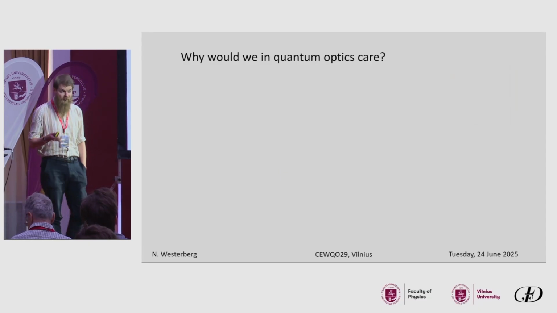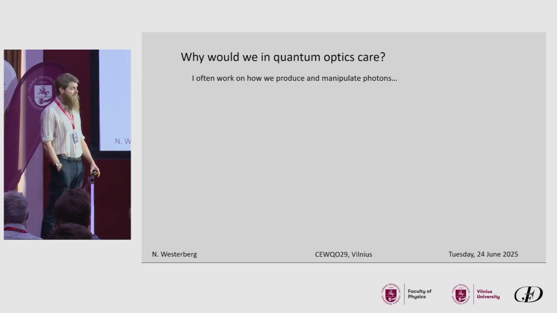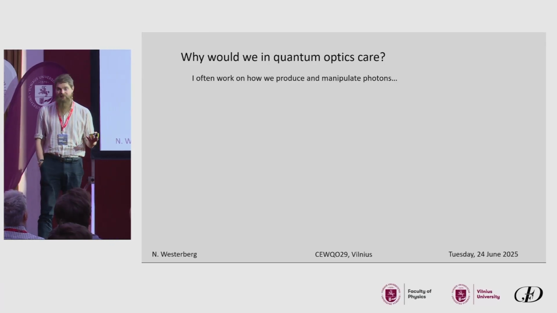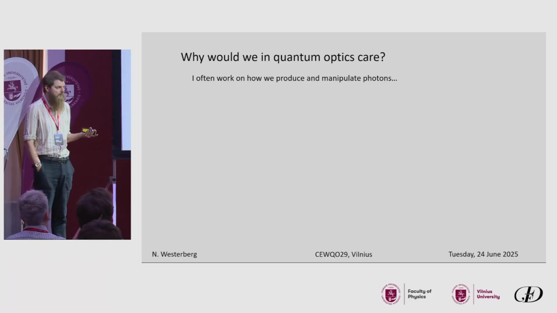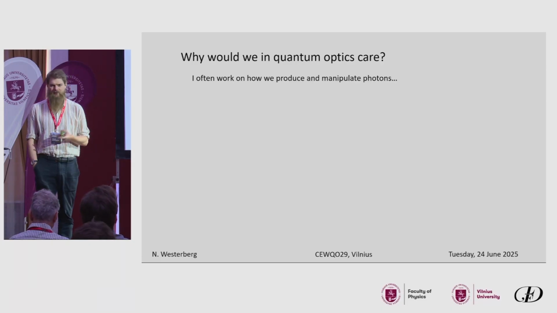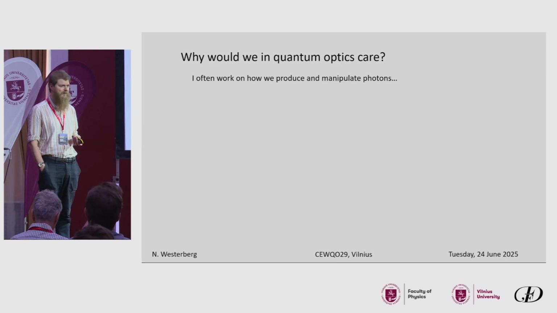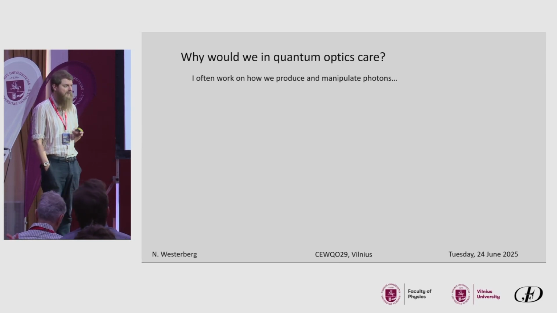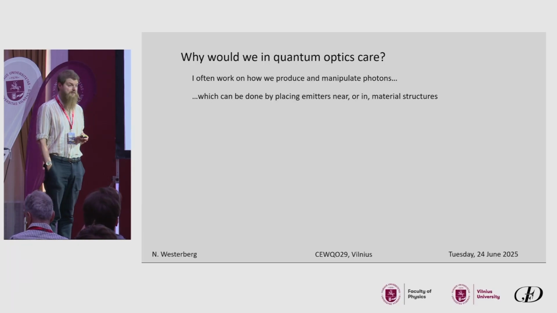So, okay, right. Why in quantum optics? Why would we care? Well, we really care about how we produce and manipulate photons. That's a big part of what we've just gone through with superconducting circuits. But yesterday, talking about placing atoms near materials, this is the bread and butter of quantum optics, really. And often this is done with materials.